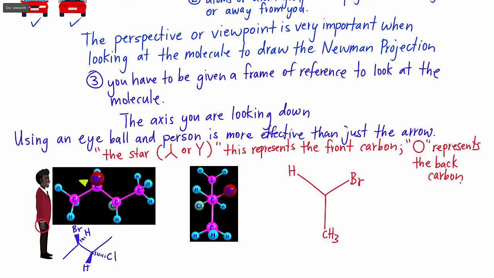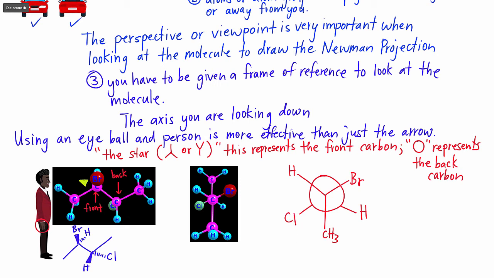Okay, so we have a star representing the front, circle representing the back. So this would be our front carbon right here, and this would be the back. Okay, so on this back carbon, what I actually see is on my right side, I have a H coming out. On my left side, I have a Cl.